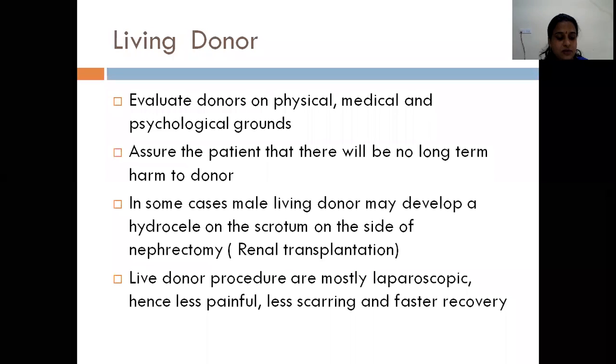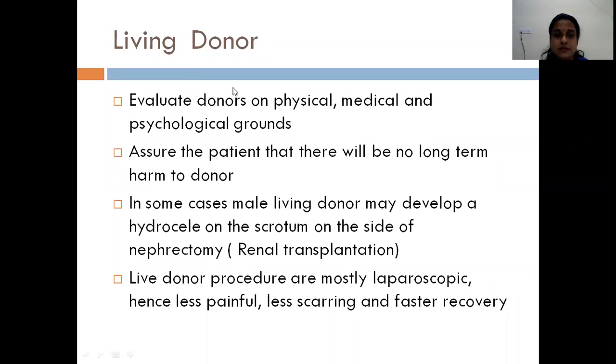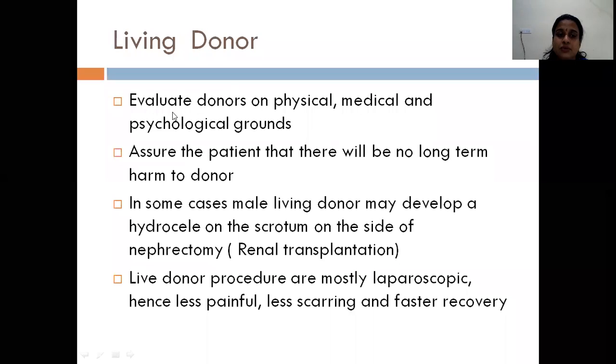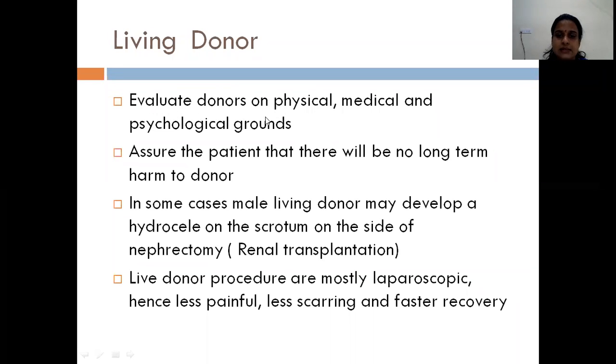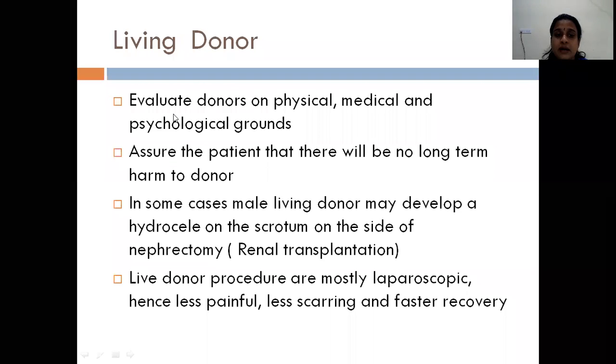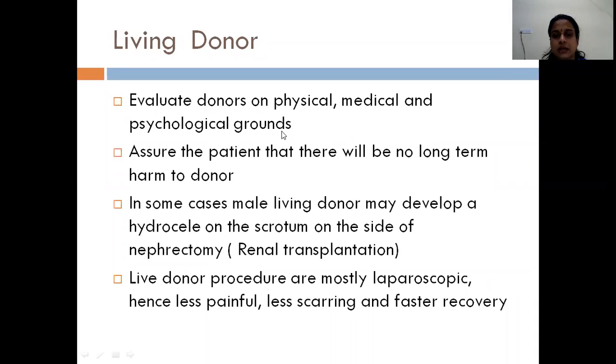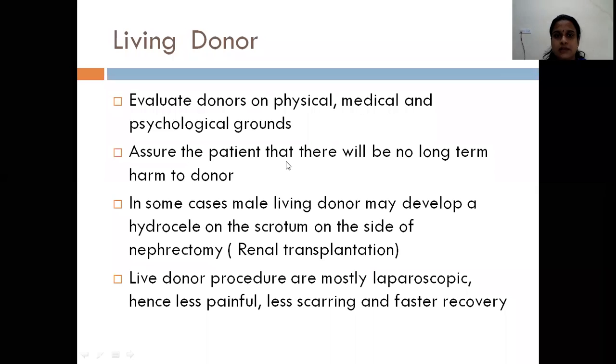You should always evaluate the donors. This living donor concept is developing quite fast, and it carries a lower complication rate. You will have to evaluate the donors on physical, medical, and psychological grounds, and there should be no harm to the donor on a long-term basis.